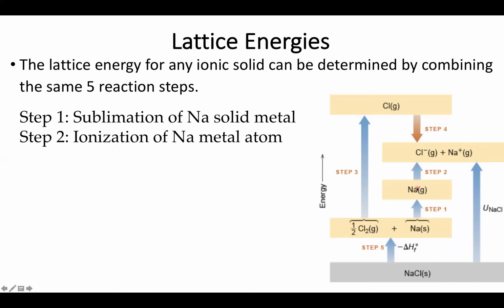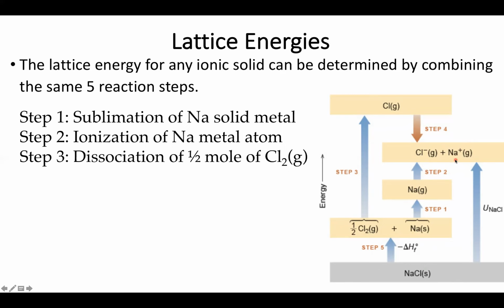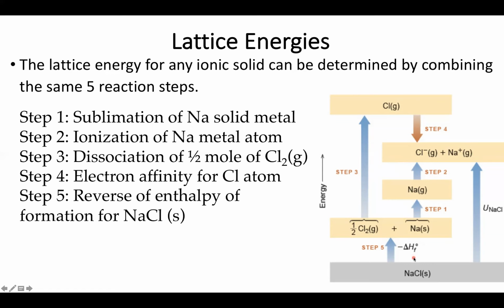The second step is ionizing that sodium to make a positive cation in the gas phase. The next step is taking that chlorine, dissociating it, and once it's in the gas phase, applying the electron affinity. This will produce energy to generate a negative ion. Then we have to account for the enthalpy of formation. Note that this will be a negative value here, because I'd be going from the ions to the solid.